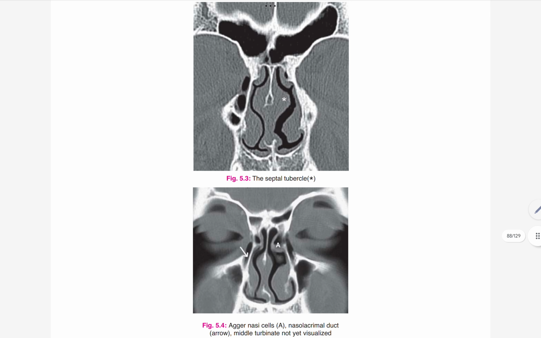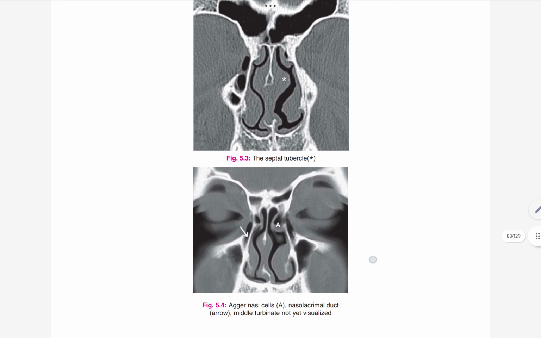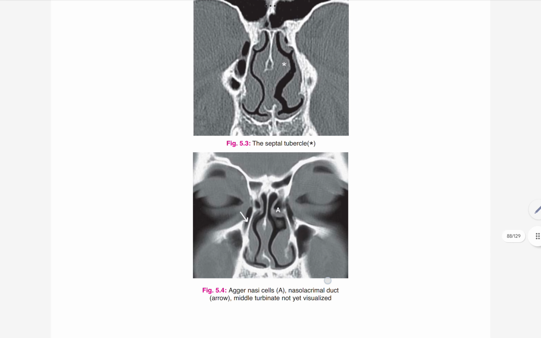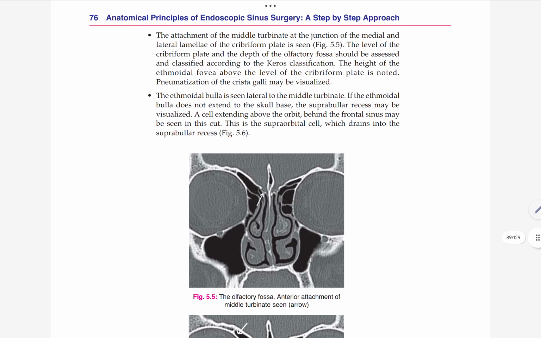Here we can see the septal tubercle, and here we can see the agger nasi cells, the nasolacrimal duct, and the middle turbinate, which is not yet visualized. The attachment of the middle turbinate at the junction of the medial and lateral lamellae of the cribriform plate is seen. The level of the cribriform plate and the depth of the olfactory fossa should be assessed and classified according to the Keros classification. The height of the ethmoidal fovea above the level of the cribriform plate is noted. Pneumatization of the crista galli may be visualized.